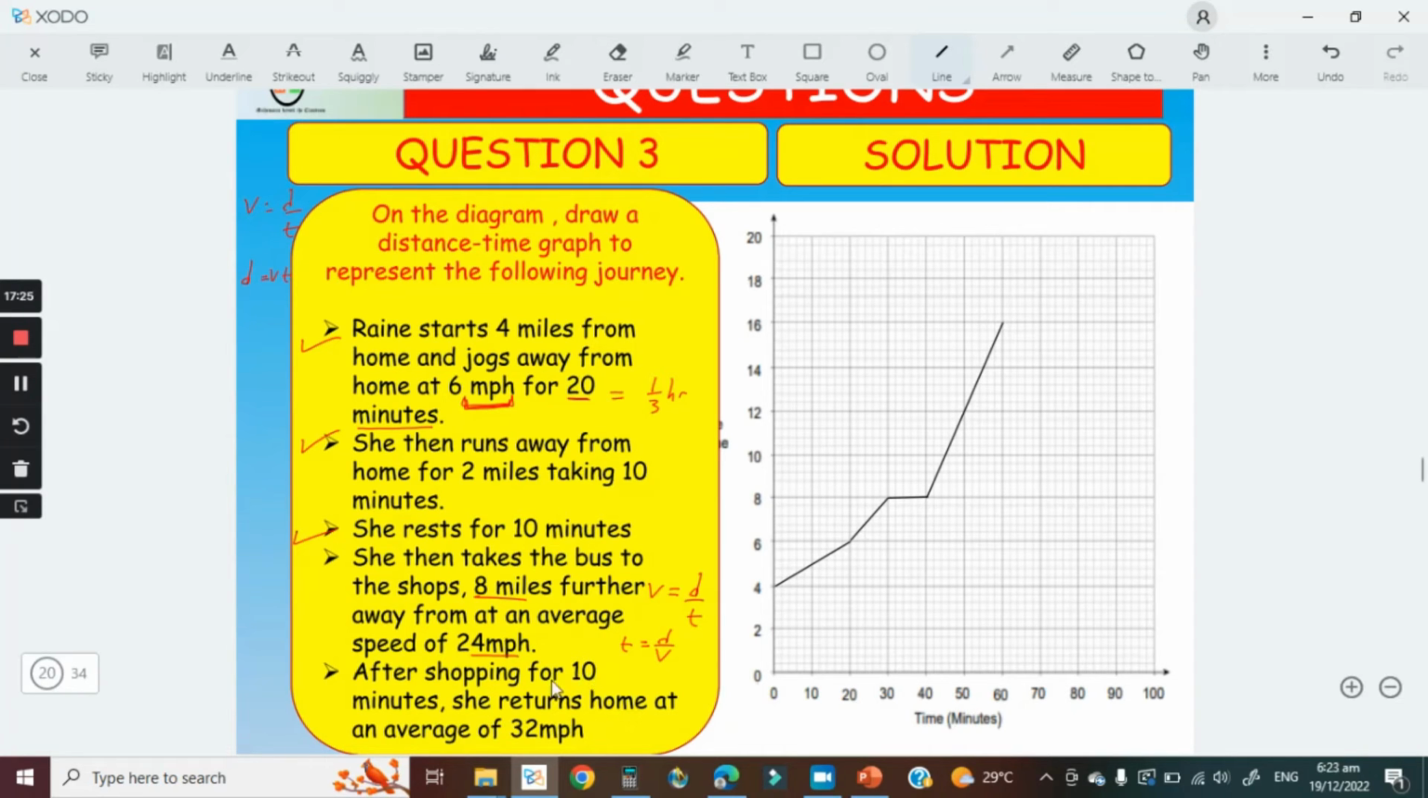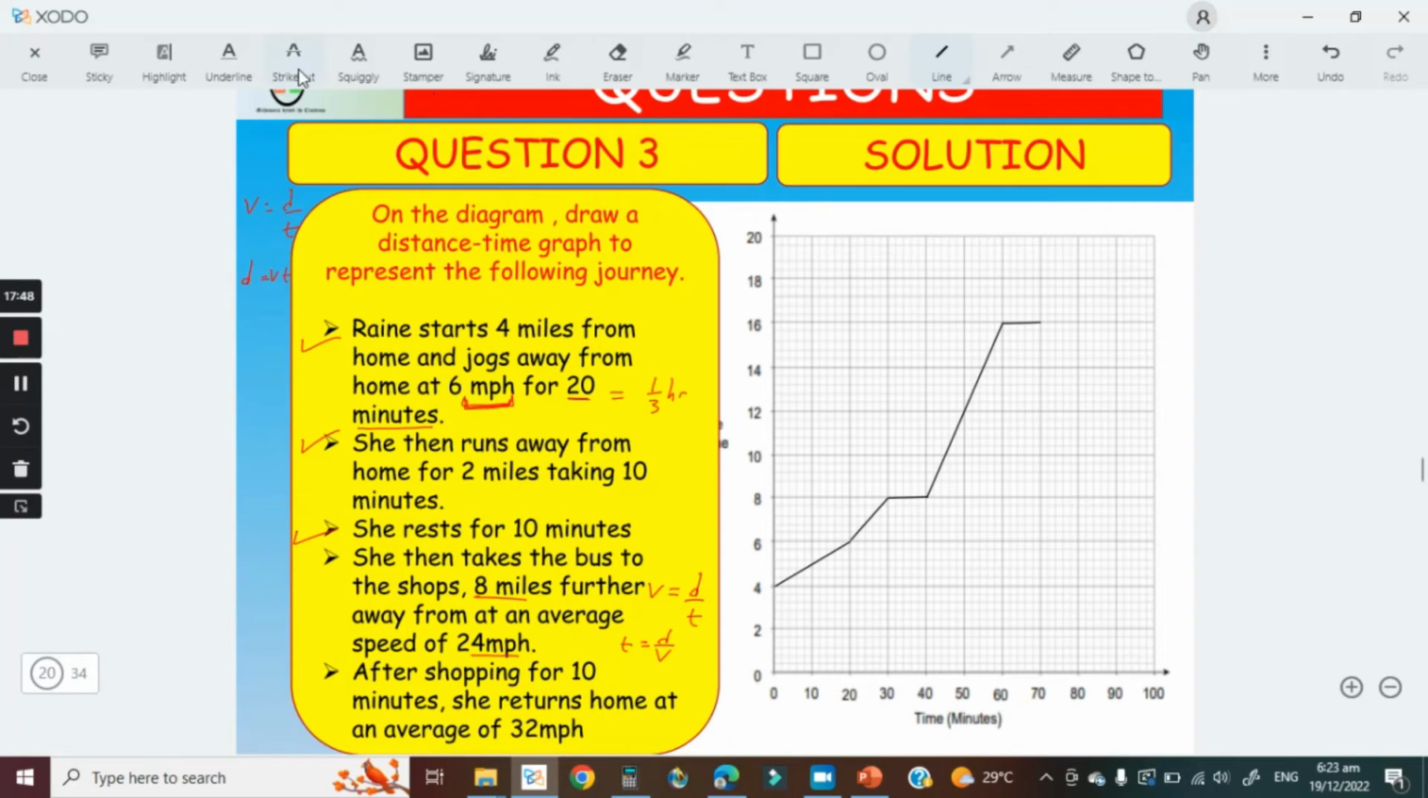So after shopping for 10 minutes, she returns home at an average speed of 32 miles per hour. So she's at the same position now for 10 minutes. She's in the shop, and then now it says she returns home. After shopping for 10 minutes, she returns home at an average speed of 32 mph.